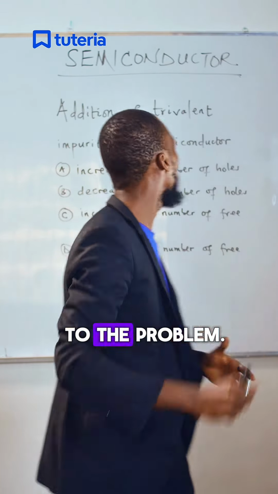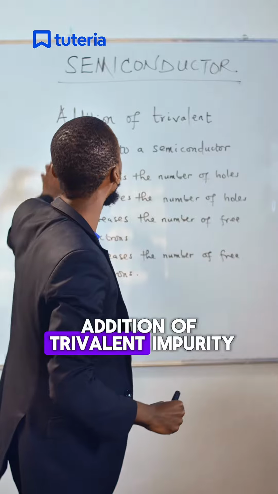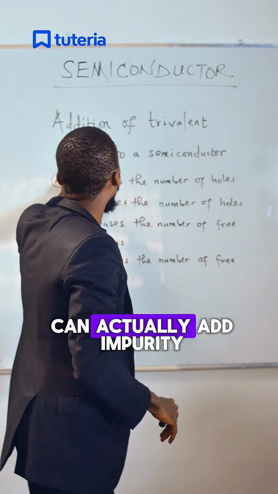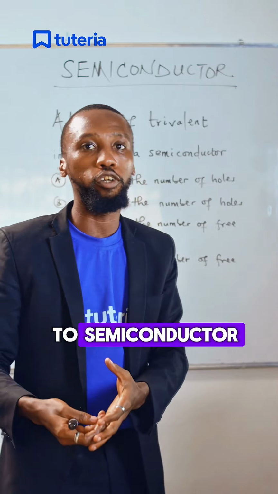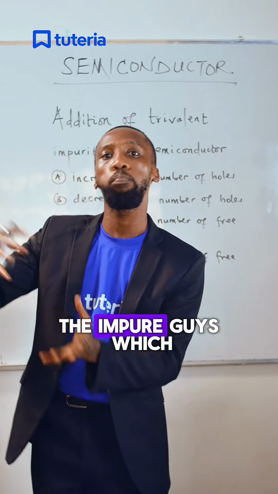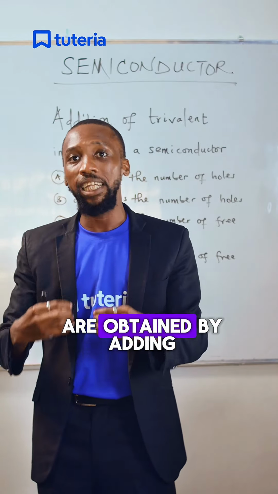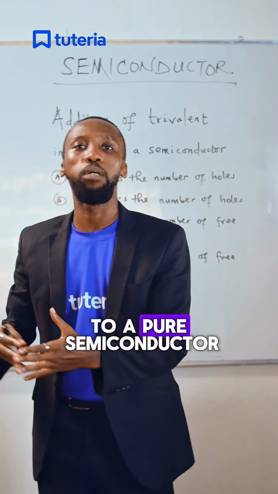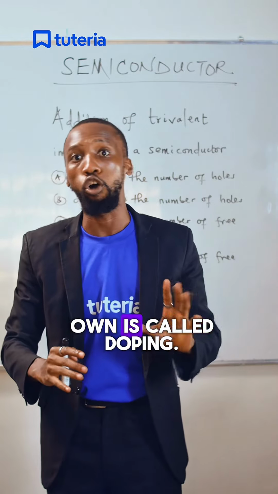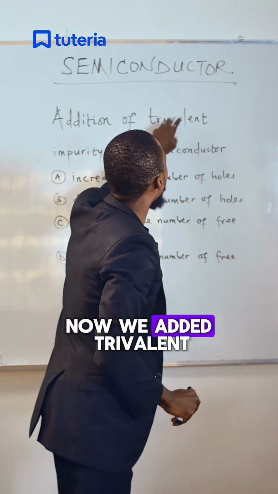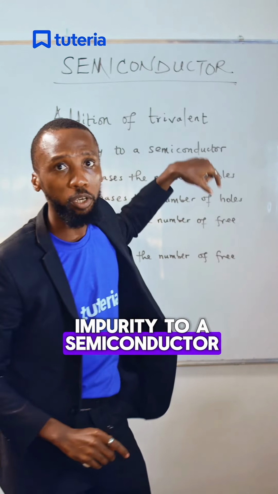Now, let's go back to the problem. Addition of trivalent impurity. That means that we can actually add impurity to a semiconductor. And that is where we have what we call the extrinsic semiconductor, the impure ones, which are obtained by adding a small amount of impurity to a pure semiconductor. That process on its own is called doping. But that is not the problem here. Now, we added trivalent impurity to a semiconductor.